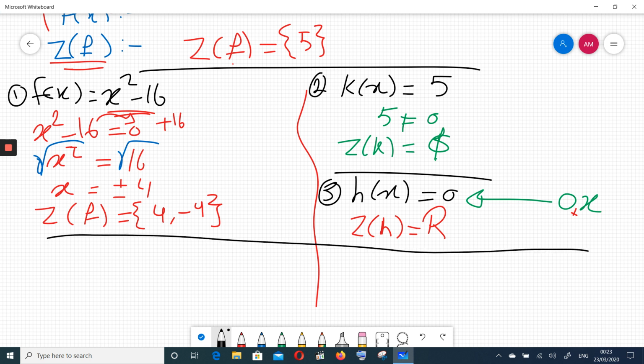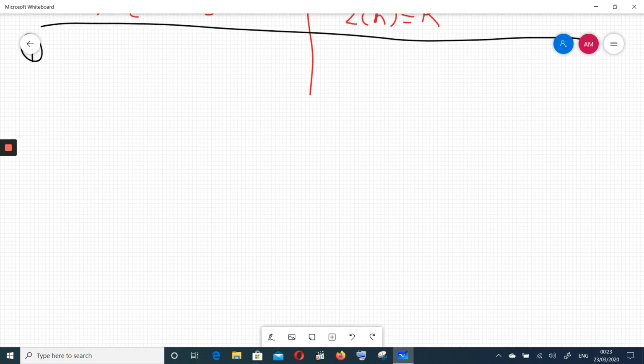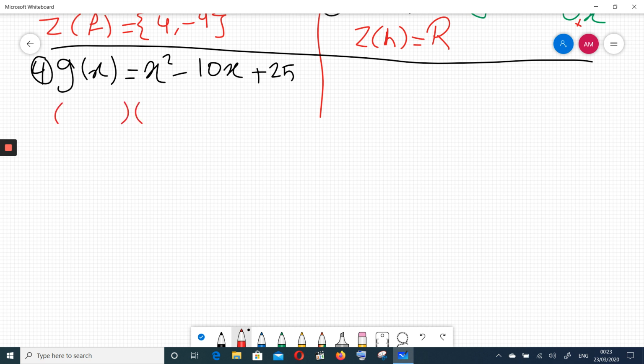And now, example number 4. g of x equals x power 2 minus 10x plus 25. Okay, let's solve it by factorization. Before we factorize, we must put it in this way: x power 2 minus 10x plus 25 equals 0. We can factorize this one.